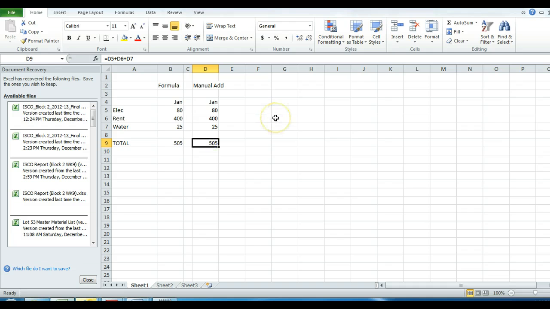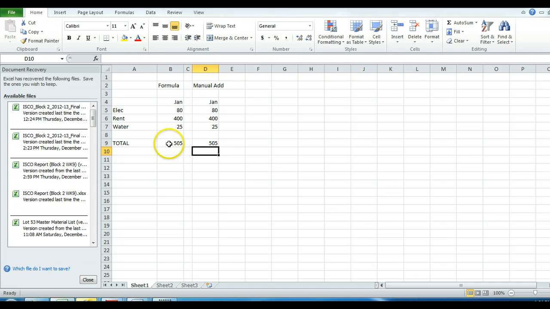Now another way to do this, I can do it manually in my head. 400 plus 80 is 480 plus 25 is 515. Oh wait, no, that's not correct. So if you do it in your head, there's a chance of an error, right? So we know this answer is actually 505.